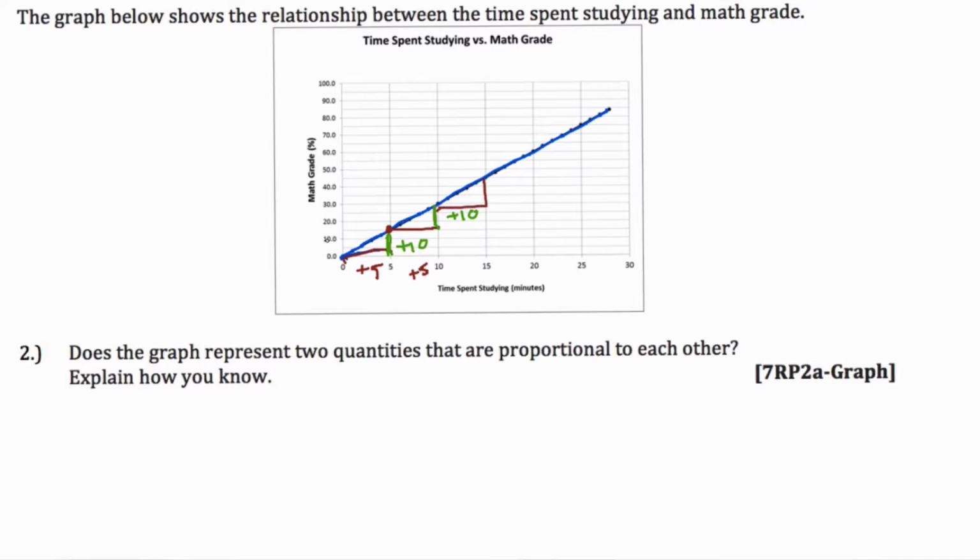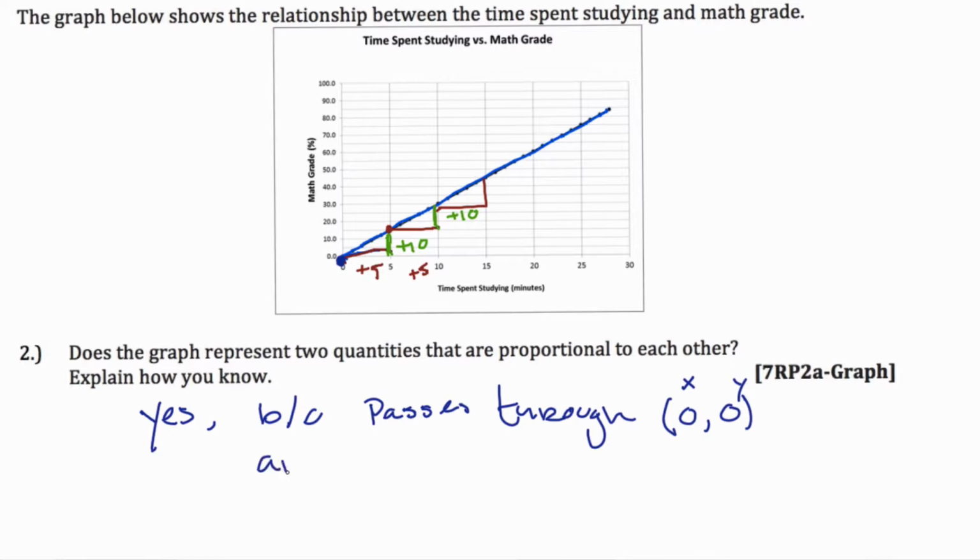That's the same rate. There is one more criteria that we need to look at, though, and that is, does this pass through 0, 0? And the answer here is yes. So we're going to say, yes, they're proportional to each other because it passes through this ratio, or this point on a graph, 0, 0, that's my x and that's my y. And that's not all we need to know, it is a straight line.